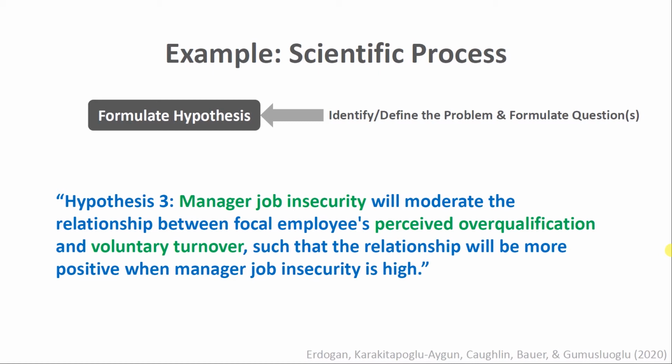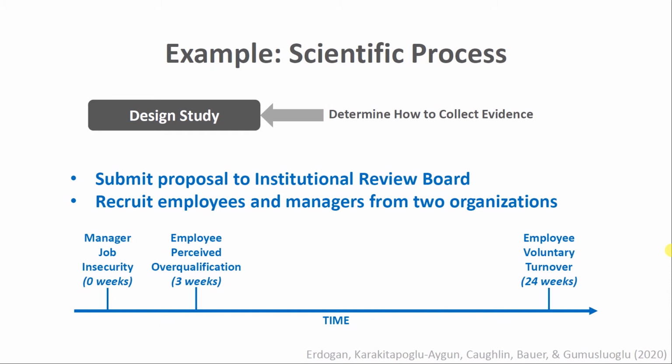And note here this hypothesis implies 3 different variables, which you see highlighted in green here. The first variable is manager job insecurity. The second one is perceived overqualification. And the third one is voluntary turnover. Moreover, the question then begins, well, how will we actually assess job insecurity and employee perceived overqualification and employee voluntary turnover? Well, I'll show you what our design plan was and what sources we actually used in terms of collecting these data and when we did that as far as the timeline goes. So this is when we moved into the next step of the scientific process, which was to design the study.